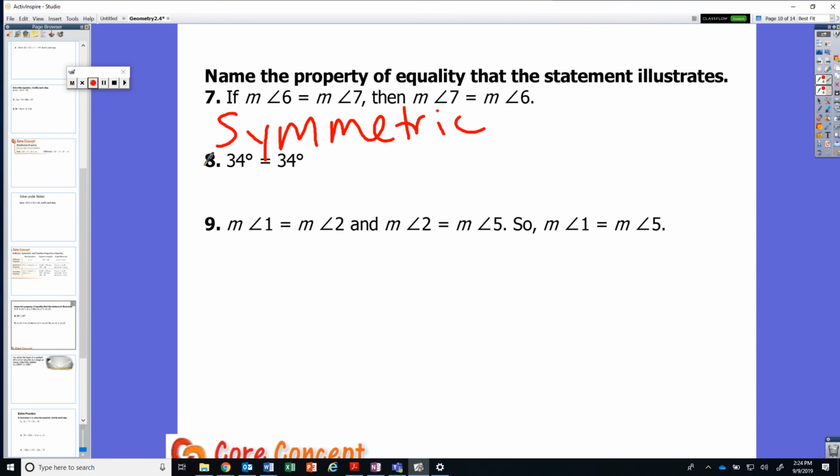All right, and what about number 8? Number 8 says 34 equals 34 degrees. Well, left side equals the right side, exactly as we see. There's that reflection in the mirror, so that is our reflexive property.